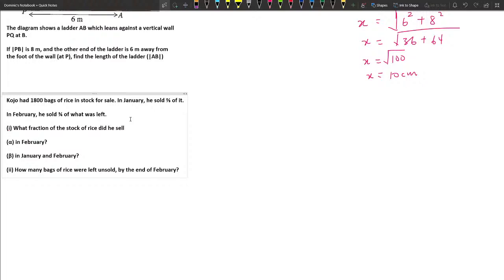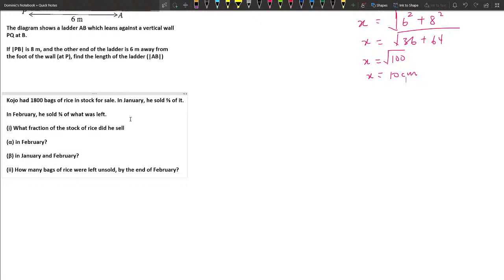Go to the last question. Now the last question says that Kojo had 1,800 bags of rice in stock for sale. In January, Kojo sold 2/3 of it. In February, Kojo sold 3/4 of what was left.